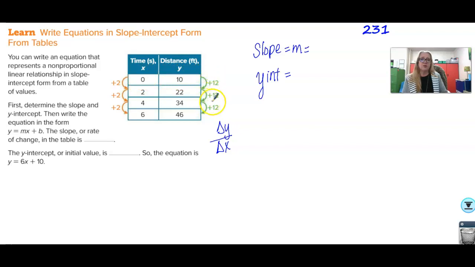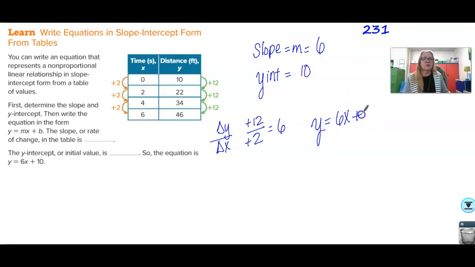How is y changing? Y is going up by 12. How is x changing? Up by 2. Always reduce your slope. We have slope of 6. But what's the y-intercept? Well, the y-intercept is always the point where x is 0. This is your starting point. No time has passed. This is your initial value. Right here is 10. Okay, that's your starting point. So you're looking for the point where x is 0. All right, so when we go to write the equation, we have our slope, which is 6x, and our y-intercept, which is positive 10. And so there is the equation we're looking for.